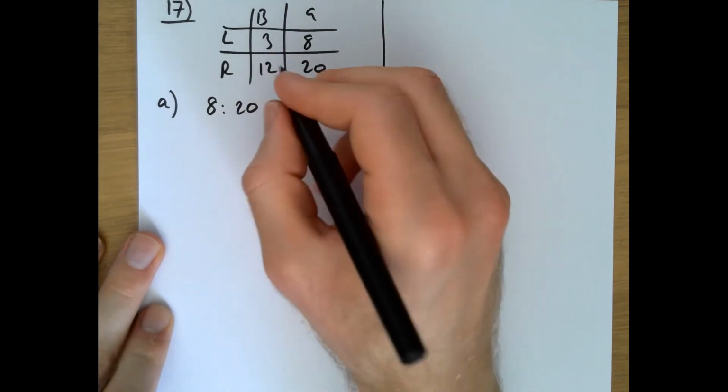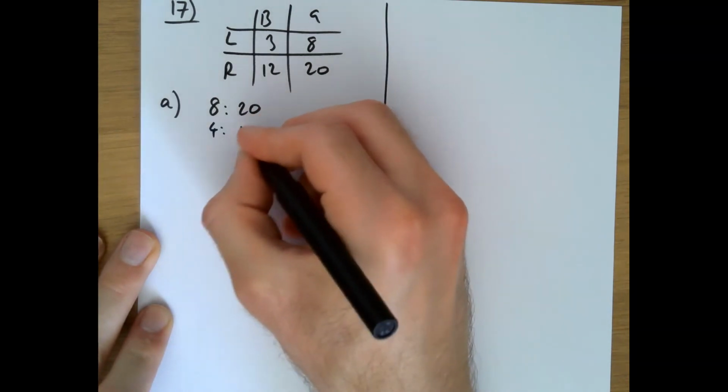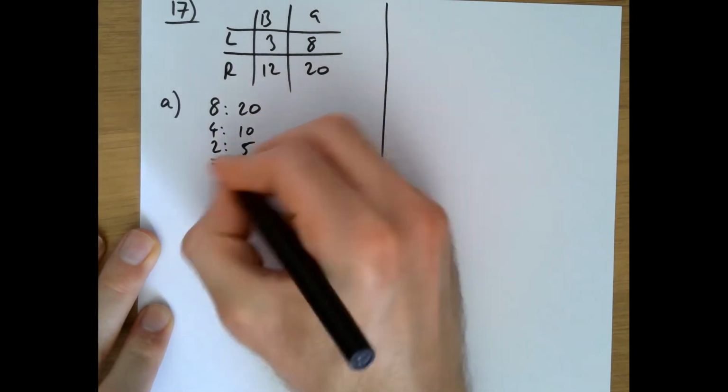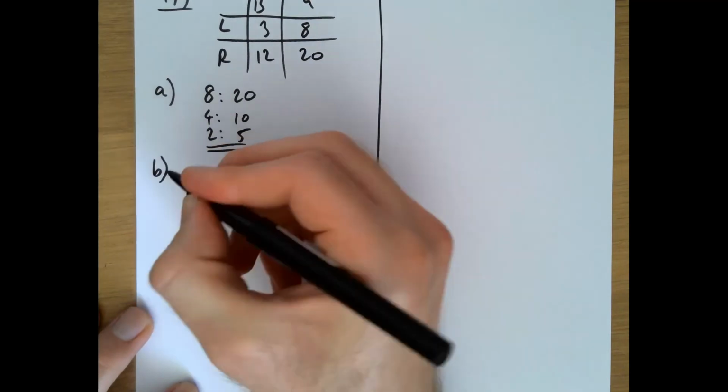But it says simplest form, so we can halve this one, halve this one, halve this one, halve this one. So it's going to be 2 to 5.